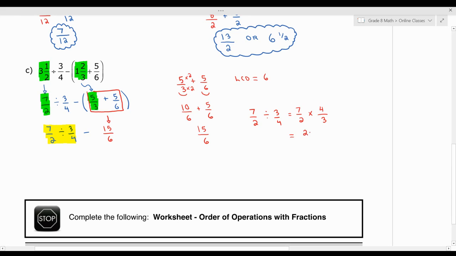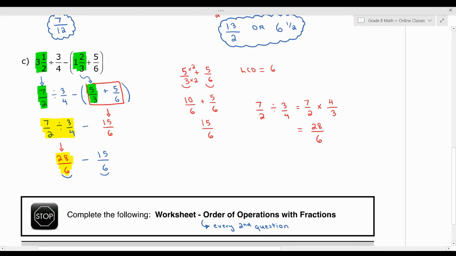Top times top, you will get 28. Bottom times bottom, you will get 6. So this will become 28/6. Still minus the 15/6. And what's kind of nice, checking, so I'm going to subtract, bottoms have to match, so we're good. Then I'll go 28 minus 15 will give us 13/6. The question did give you mixed numbers to start off with, so you could also state it as 2 and 1/6.